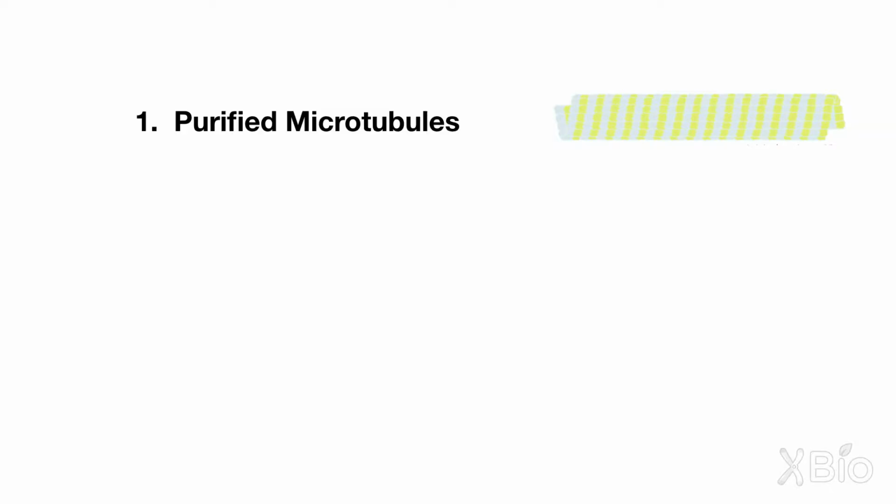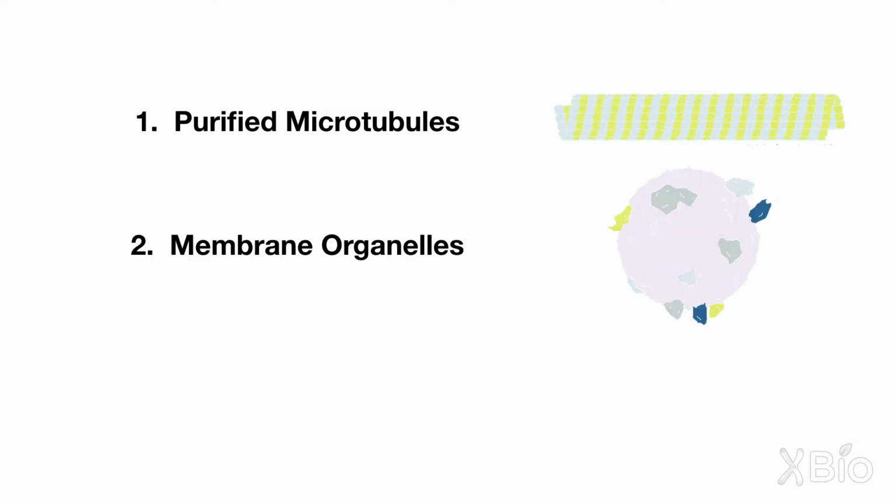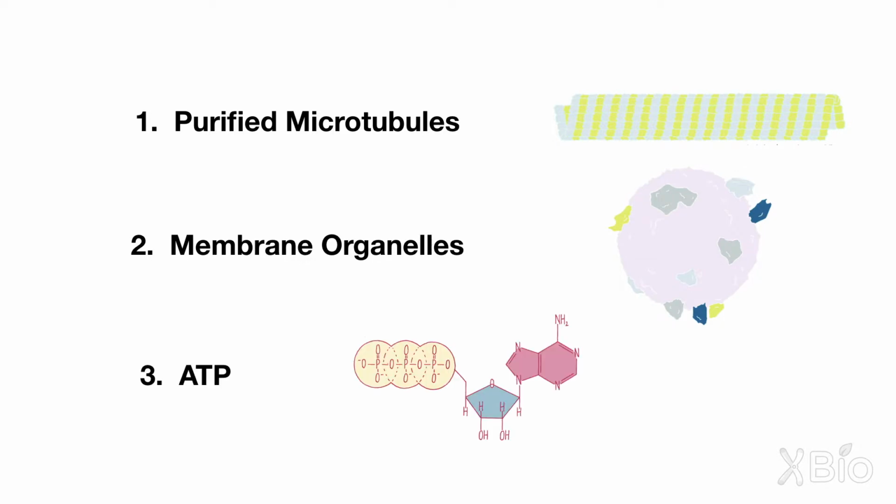Now we had all the ingredients. We had purified microtubules made from purified tubulin. We had the membrane organelles. We had the chemical energy source, ATP. And now we can add them in various combinations and see what might work to allow this magical process of organelle transport to occur in the test tube.